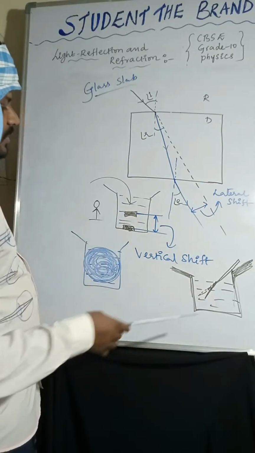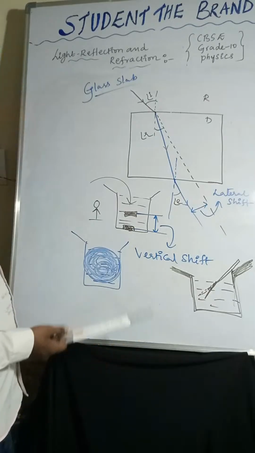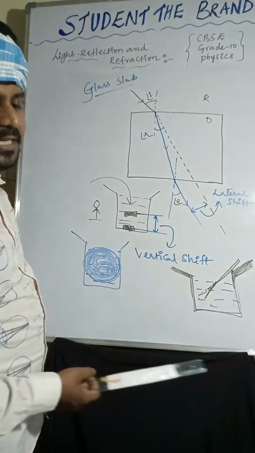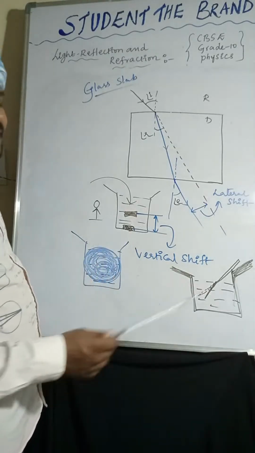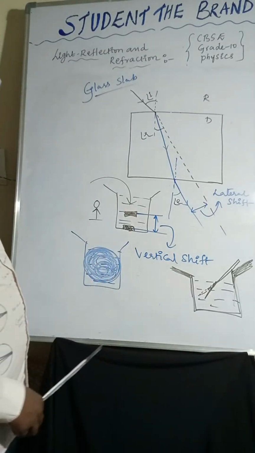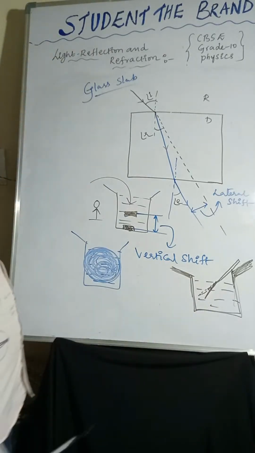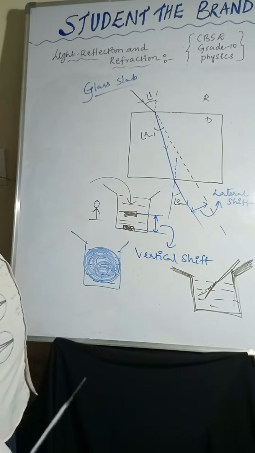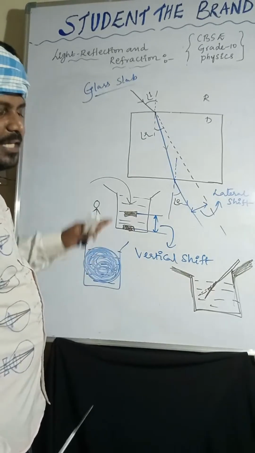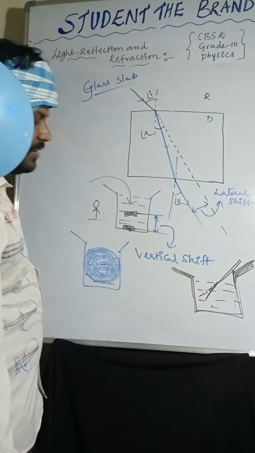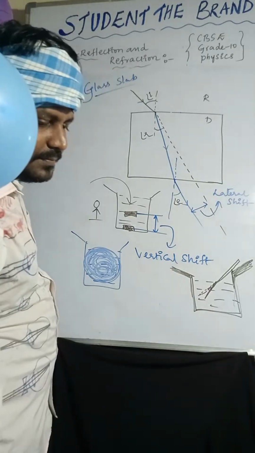Any one of these three questions can be expected in the board exam. One is the coin placed in the beaker, another is the lemon placed in the beaker, and the third is the pencil placed in the water beaker. Next, we are going to the next question.